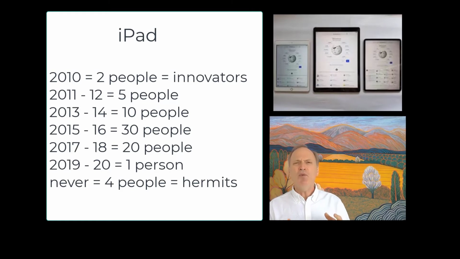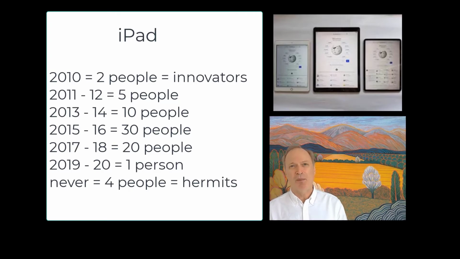Then I'll say, who bought it, let's say in 2011, 2012 maybe. You get 4 or 5 people. How about from 2013 to 2014? You get more people. Eventually you say 2016, a lot of people raise their hands. And then you say after that, 2017, a little less people raise their hands. 2018, 2019, 2020, only 1 person. And then I say, who has never bought an iPad before? And there'll be 4 or 5 people that'll raise their hands.